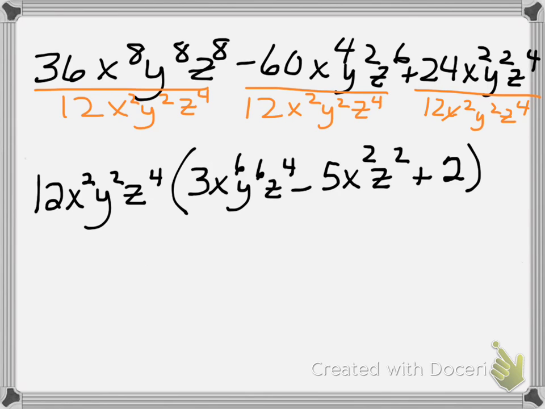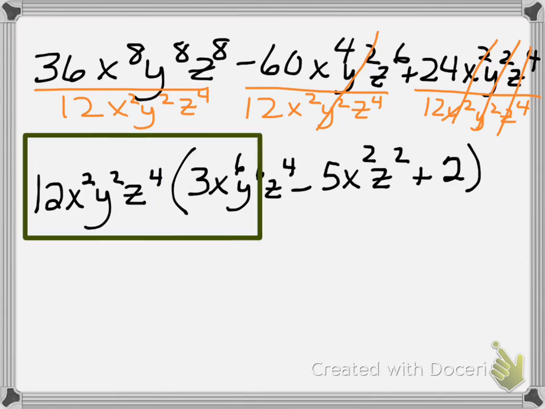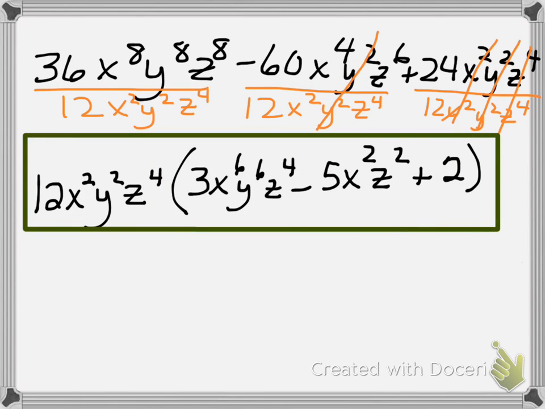So we've got our greatest common factor, 12x squared y squared z to the fourth. I'm dividing 36 by 12 and then subtracting 2 from 8, 2 from 8, and 4 from 8. That's where I got my x to the 6, y to the 6, z to the 4th. 60 divided by 12, negative 5. Subtract those exponents. These would cancel, so there's no y. And then 6 minus 4, z squared. And then on our last term, all of those variables would cancel. And so this is our final answer. It's a monster, but it's our final answer.